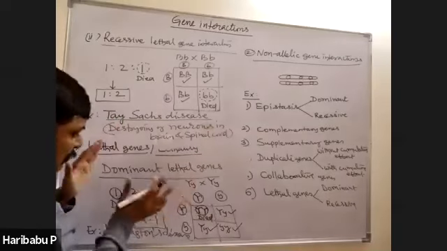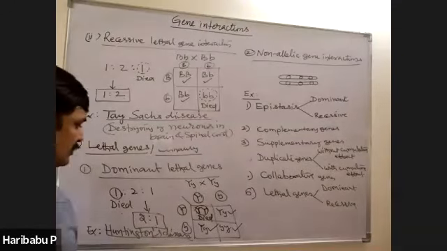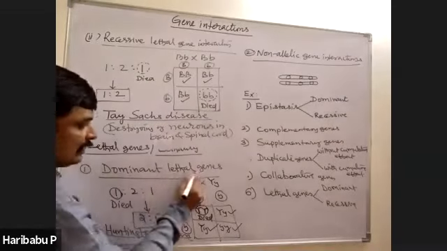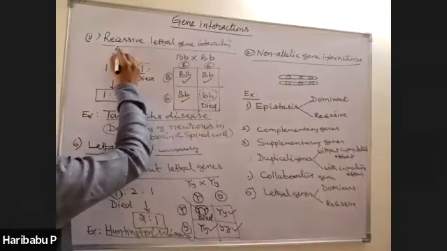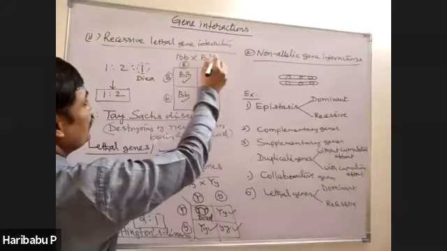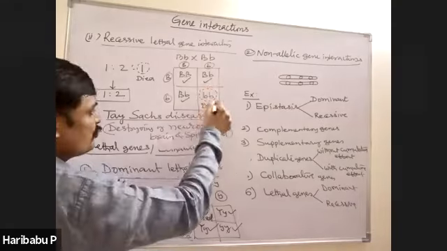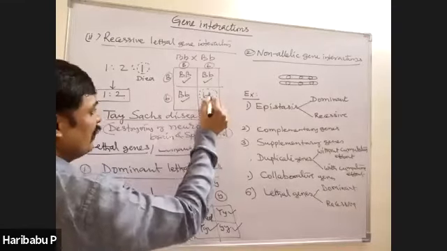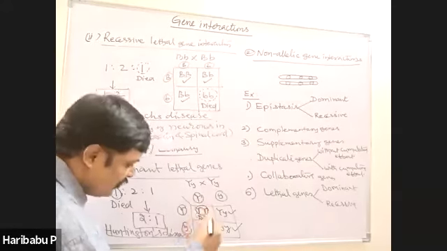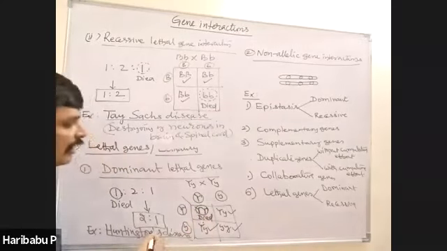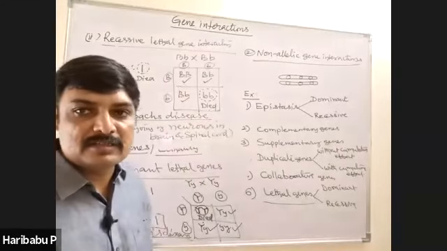So try to remember these two. Huntington's disease is an example for dominant lethal gene interaction. Tay-Sachs disease is an example for recessive lethal gene interaction. Here the organism having recessive genes in homozygous condition will not survive. Here the organisms having dominant genes in homozygous condition cannot survive. This is about lethal genes.